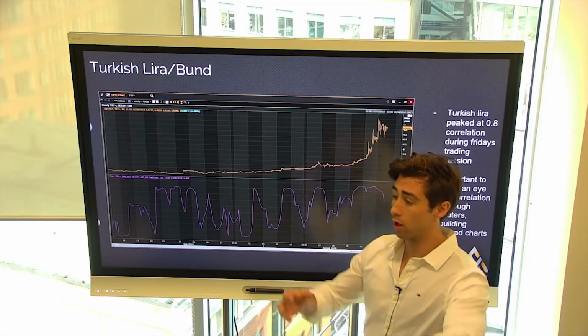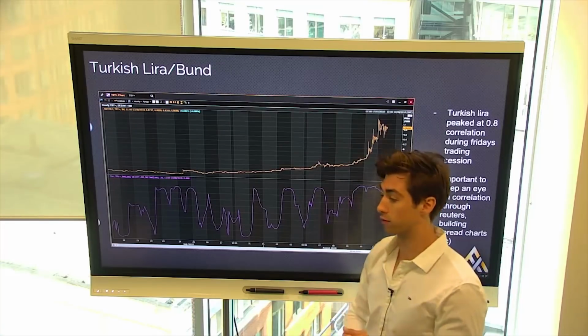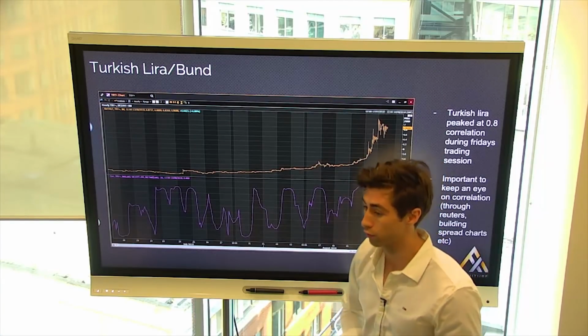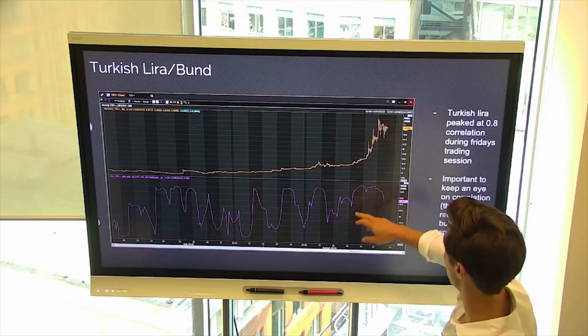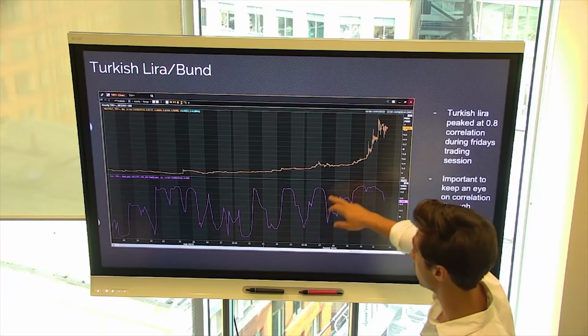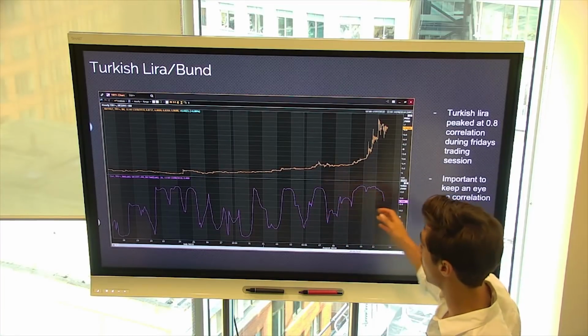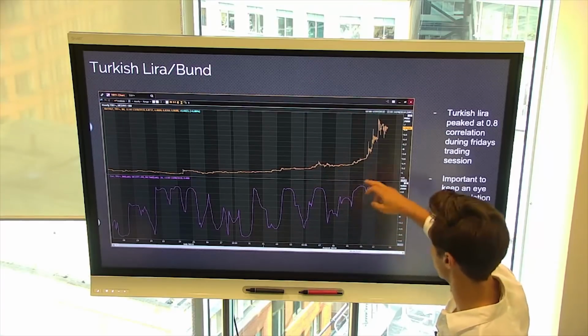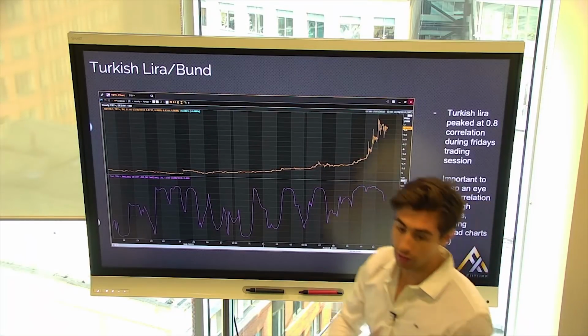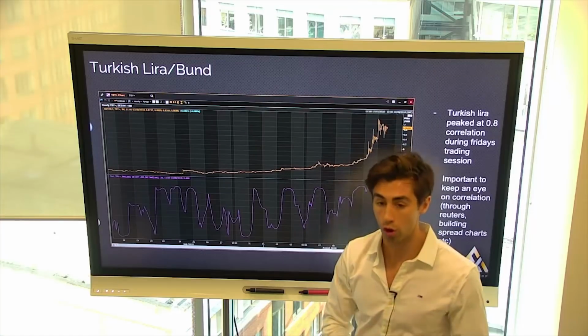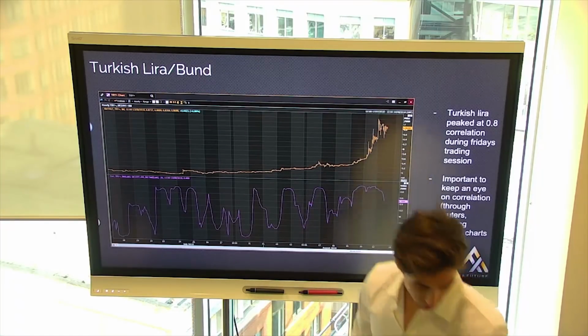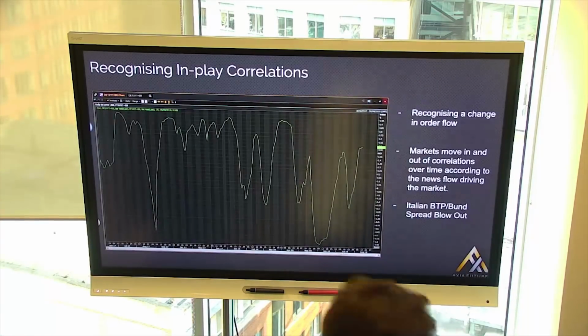Obviously we've had a lot of news flow coming from all the Turkish news over the last few days. So as you can see, the Turkish Lira has been higher in correlation with the Bund than it's been for the last few days. And as you can see, it dips in and out in terms of when you get news flow, news comments coming into the market. So I'm just going to move on to the actual trade we're looking at today.